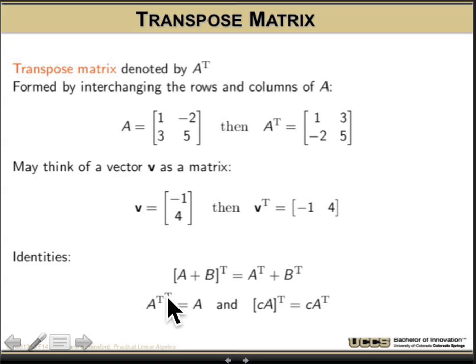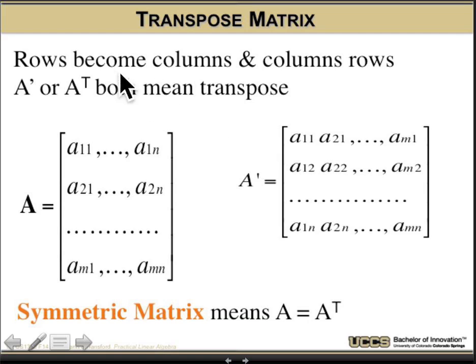If I take the transpose twice, if I flip something left to right and then right to left, I get it back again. So I get the same matrix. And if I multiply by a scalar, it doesn't change the transpose. So the transpose of a scalar times A is the scalar times the transpose of A, which you can see just by looking at that. Of course, in the more general case, we can think about rows becoming columns, and we can write A and A transpose.